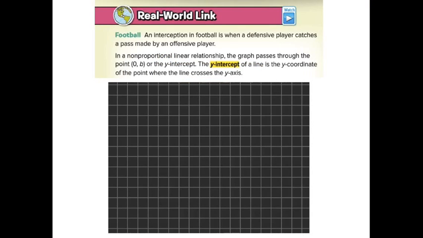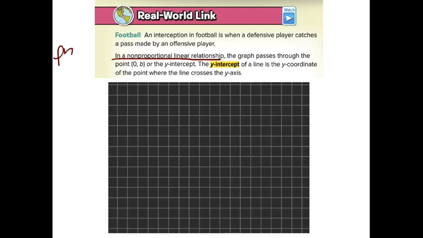All right, let's look at your first page. Little real-world link. Football. An interception in football is when a defensive player catches a pass made by an offensive player. In a non-proportional linear relationship, the graph passes through the point 0b, or the y-intercept. Now, let's take a look at that sentence for a second. In a non-proportional linear relationship.